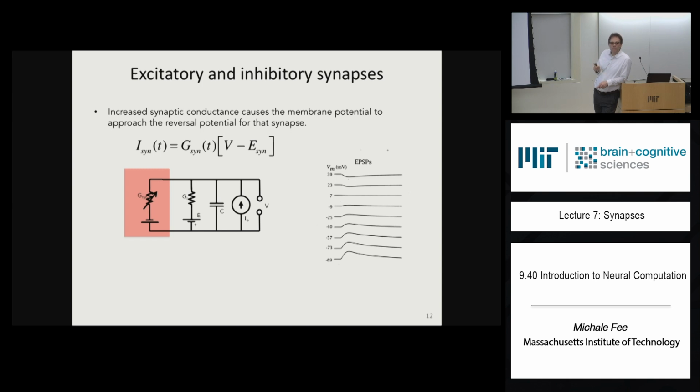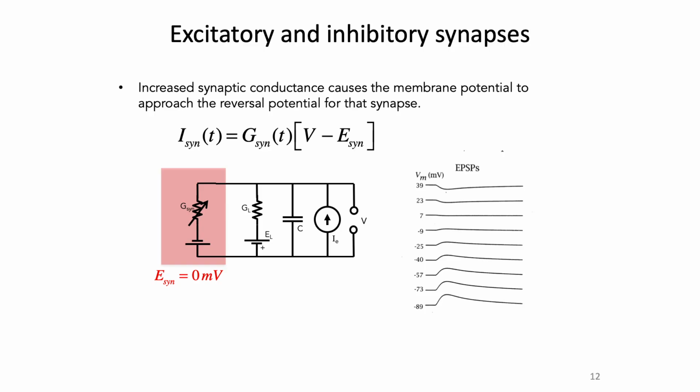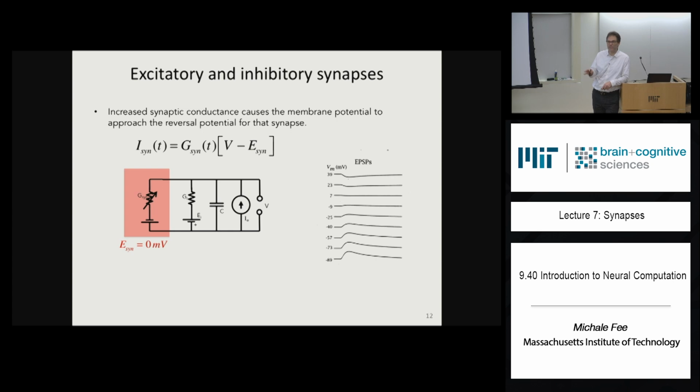Okay? But this is going to become much more important and obvious when we're talking about inhibitory synapses. So let's talk about inhibitory synapses. So here's a model of a synapse with the synaptic reversal at 0. All excitatory synapses have their reversal potential around 0. The neuromuscular junction, the glutamatergic synapse, they're all basically non-specific pores that have a reversal potential of 0.